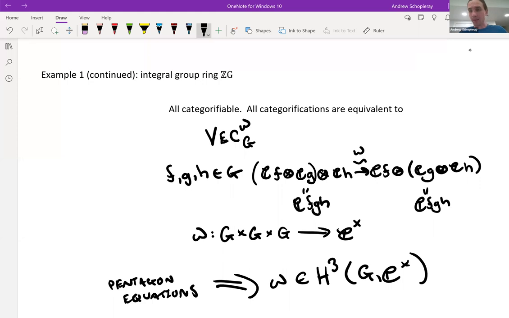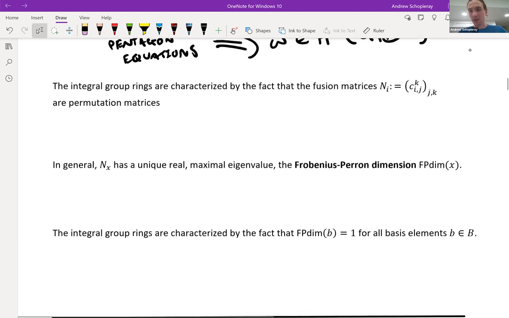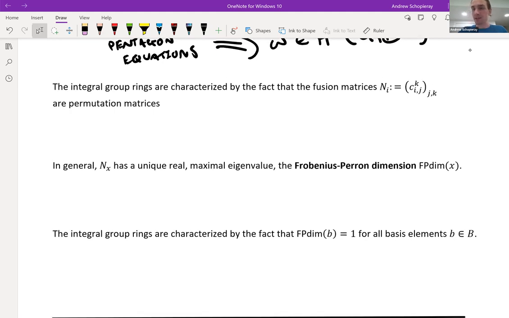So there's another way to think about these integral group rings, which is a little less intuitive unless you've studied fusion categories before. These integral group rings are characterized by the fact that the fusion matrices, which are all of those coefficients you get when you tensor two of the base elements together, are all permutations.